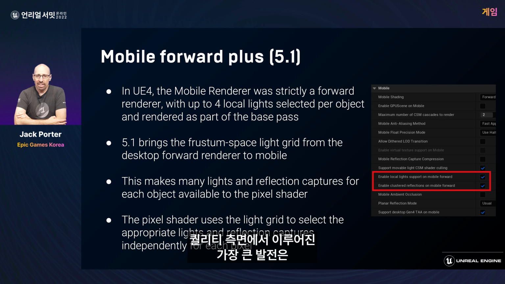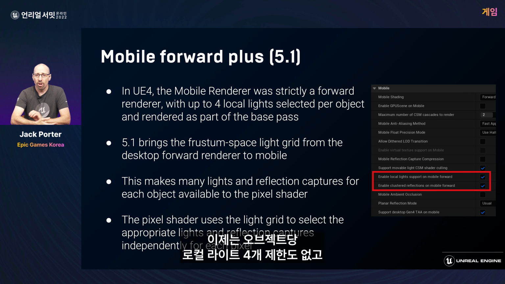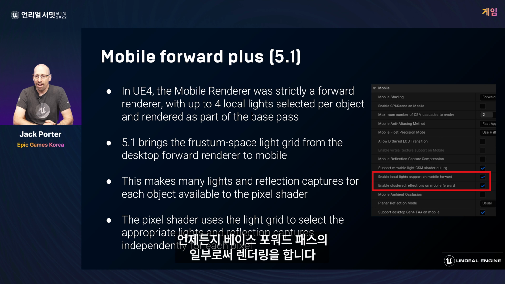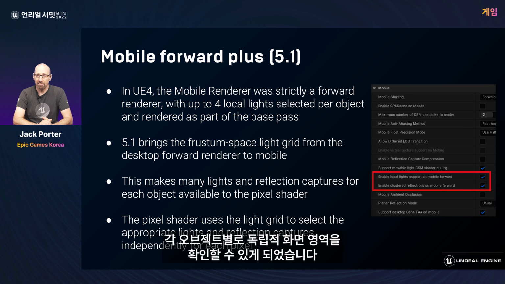One of the biggest enhancements to quality that we've made is the forward plus renderer, and as I mentioned, we're no longer limited to 4 local lights per object. These are still rendered as part of the base forward pass, but we have brought the light grid, it's called, a frustum space culling technique from the desktop forward renderer. We've brought that to mobile, and this allows us to cull the lights and work out which lights are affecting which regions of the screen independently of individual objects.